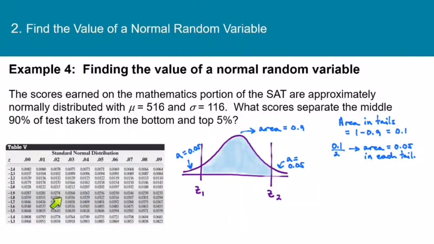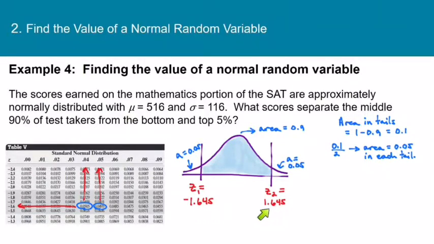So I'm looking at the areas in the table, and I'm looking for an area equal to 0.05. And I'm finding that I have 0.0505, and the next one that's a little smaller is 0.0495. And they both are 5 ten-thousandths away from the area we want. So the z-scores that match these two areas are negative 1.64 and negative 1.65. So averaging those two, I find that the average is negative 1.645. So this z-score is negative 1.645, and this z-score is positive 1.645.